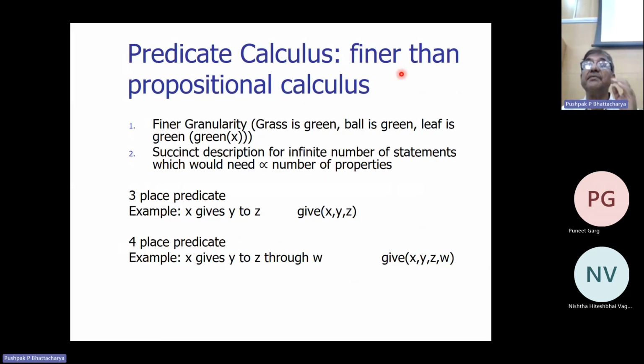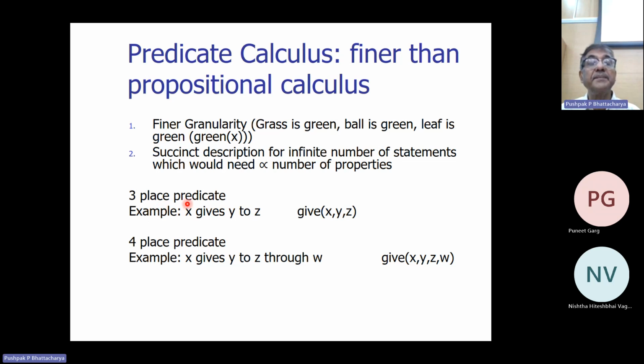Predicate calculus is also finer than propositional calculus. Okay, and fineness is required to represent intricate knowledge. So suppose you have these statements: grass is green, ball is green, leaf is green. Then you can have a very concise expression, green x, and you can instantiate x with grass, ball, leaf. So it's a succinct description of an infinite number of statements, which would need an infinite number of properties.